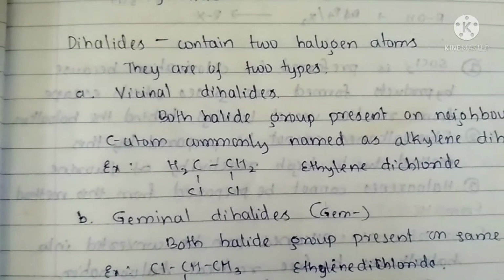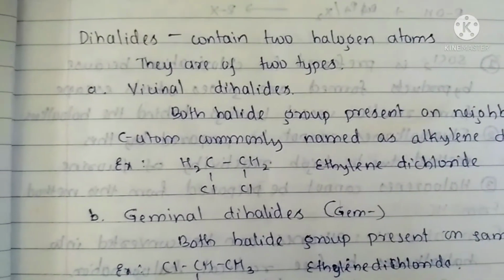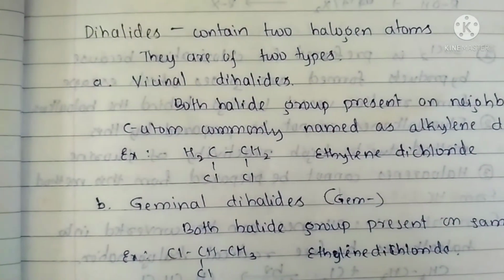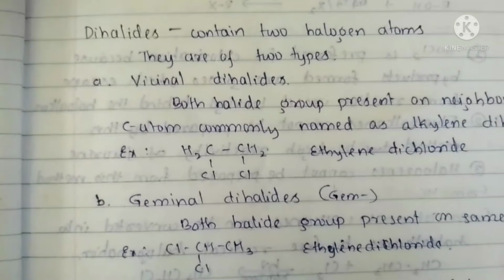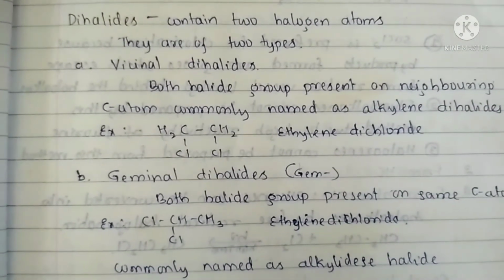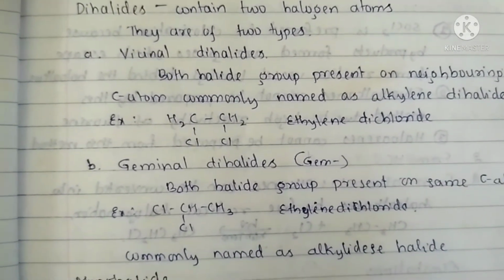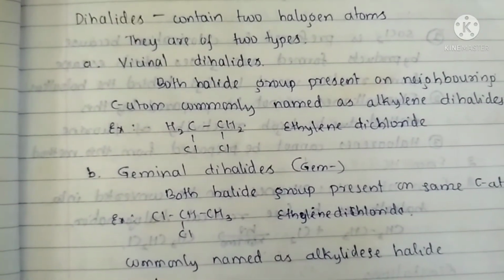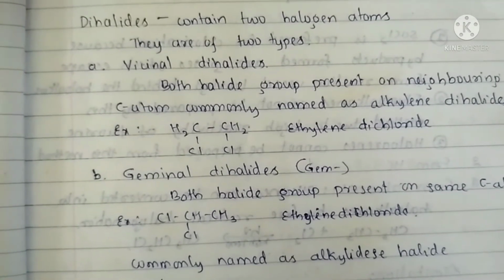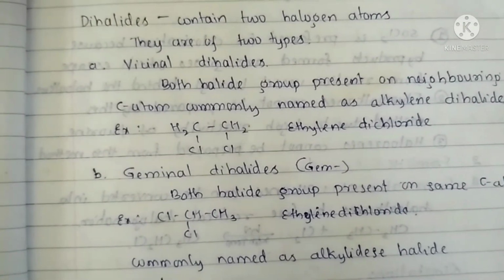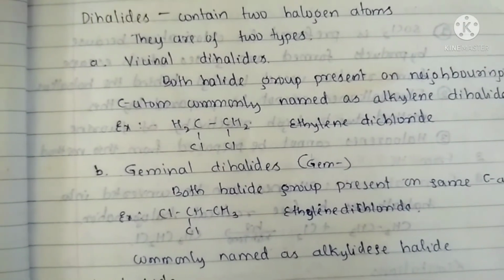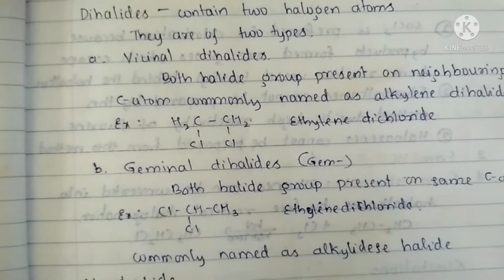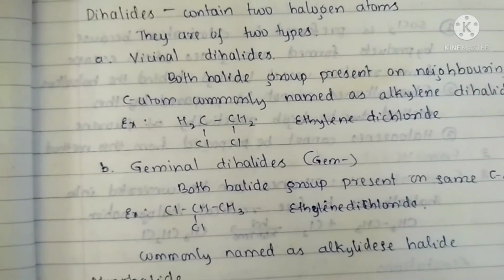Dihalides have two halogens connected to the alkane or arene molecule. They are further of two types. The first one, vicinal dihalide. The second one, geminal dihalide. In vicinal dihalides, both halide groups are present on neighboring carbon atoms, and they are commonly named alkylene dihalides. For example, you can see here Cl, CH2, CH2, Cl, by name ethylene dichloride.